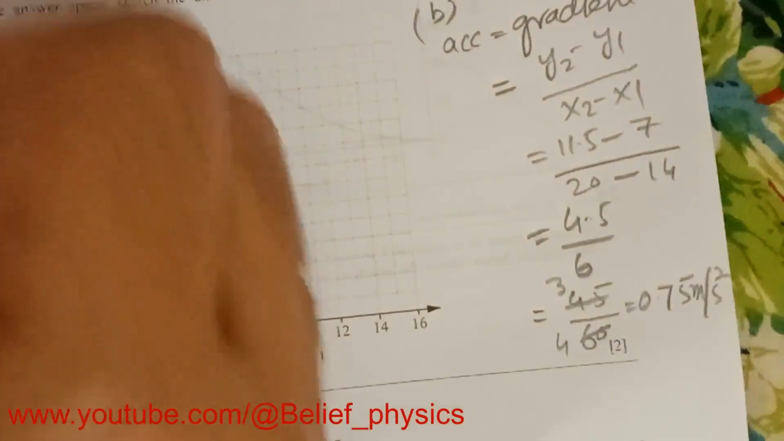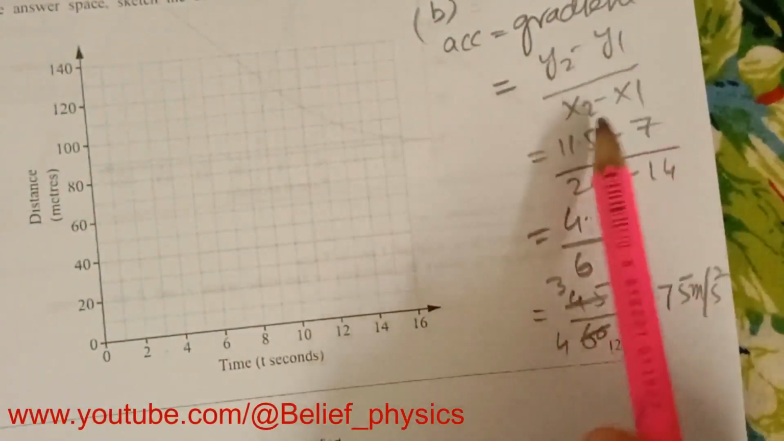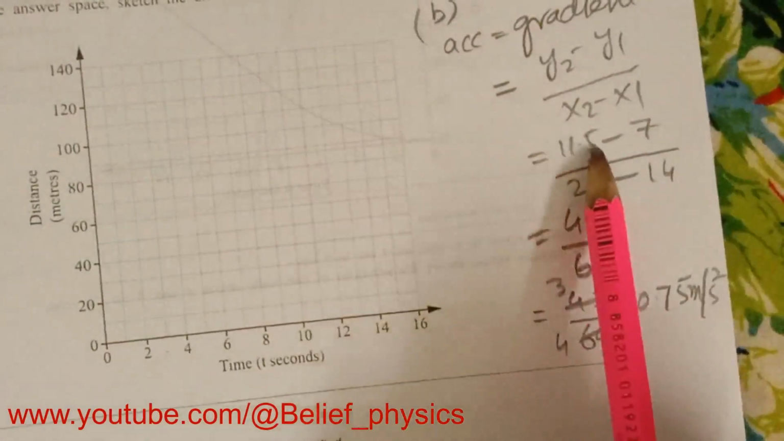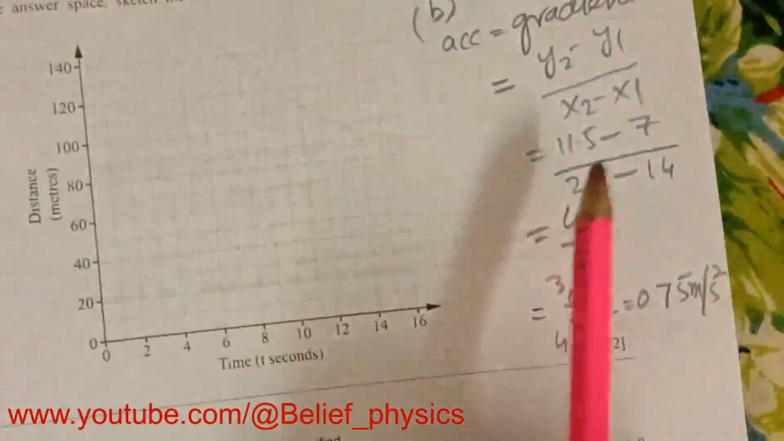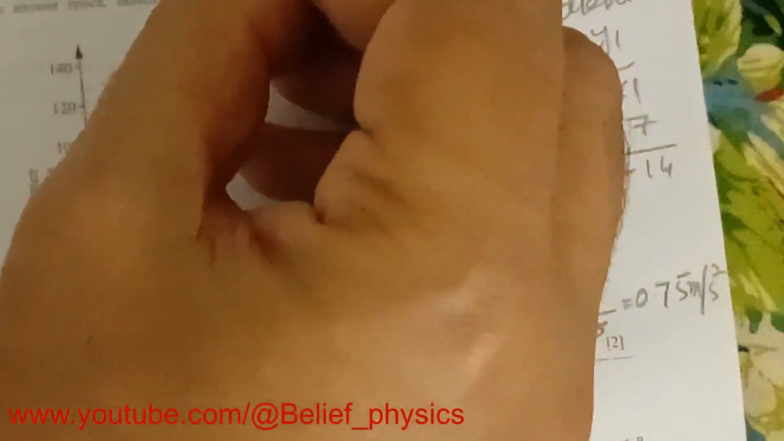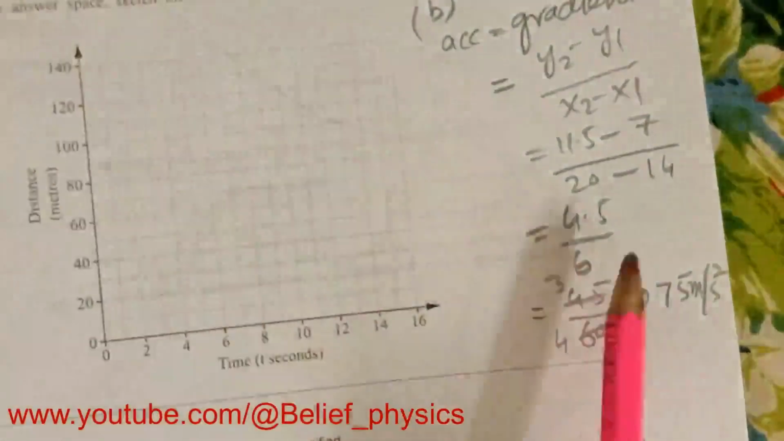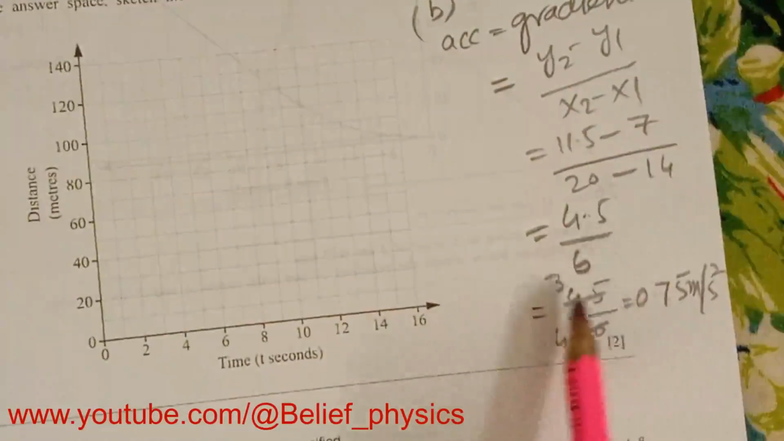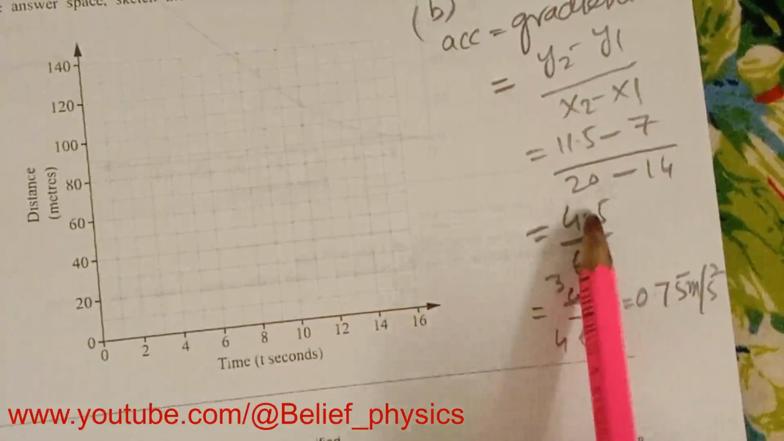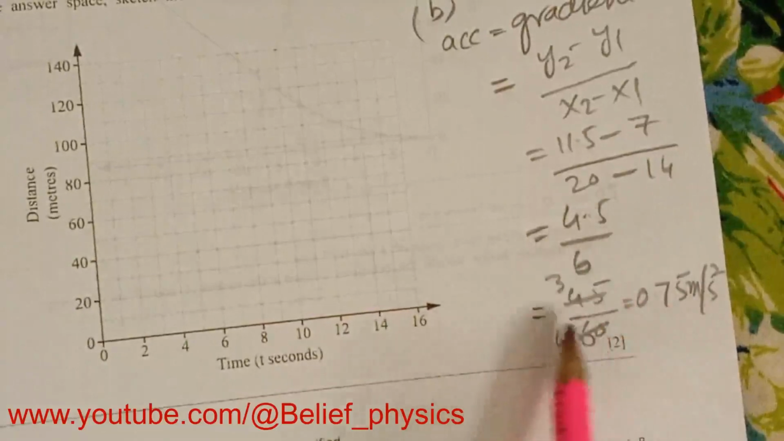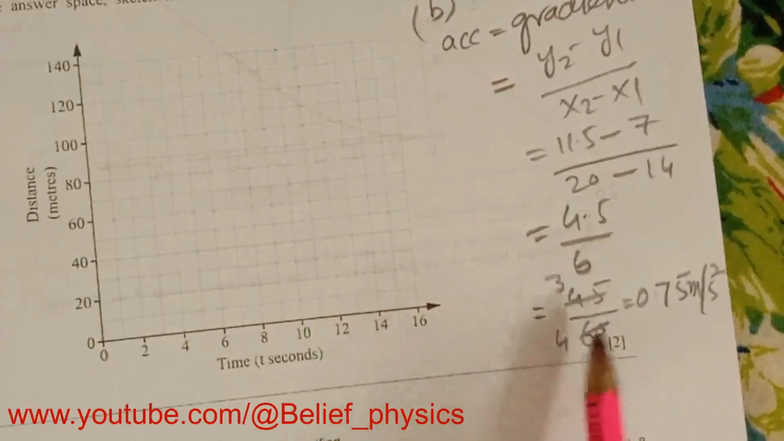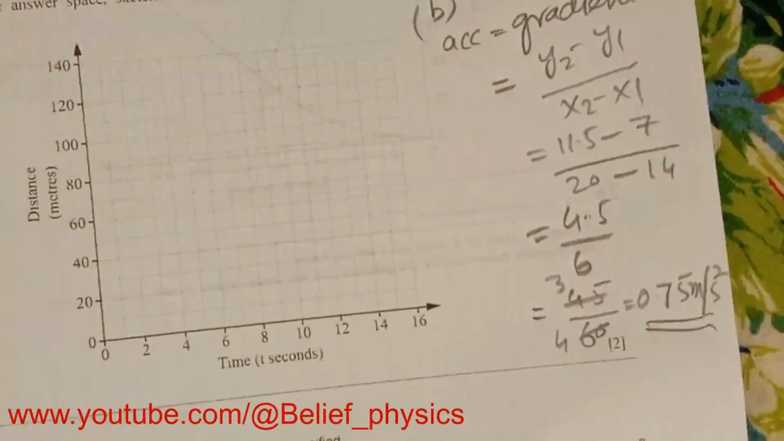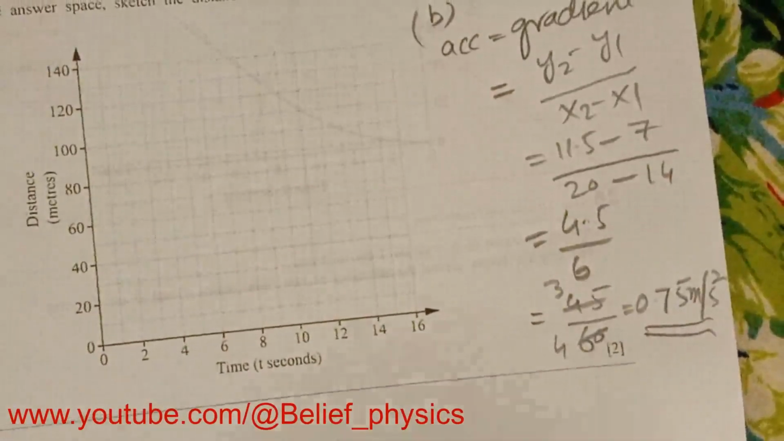Y is the velocity, speed, and x is time. So meters per second over seconds, the answer will be meters per second squared. 11.5 is y2 and y1 was 7. So 11.5 minus 7 over x2 minus x1. x2 was 20 and x1 was 14. So 20 minus 14 is 6, so 4.5 over 6. I make it 45 over 60 to remove the decimal point. Then I simplify it by 15 and get 3 over 4, which is 0.75 meters per second squared. So the answer of part B is 0.75 meters per second squared.